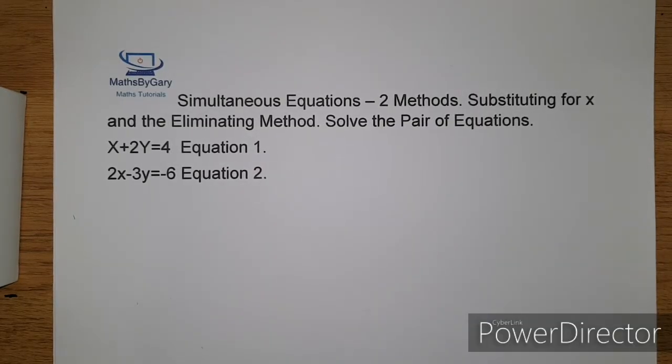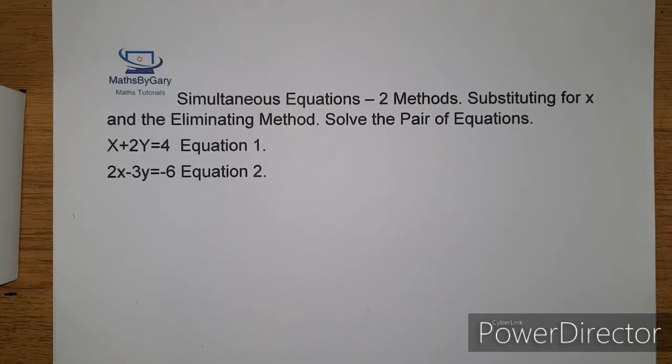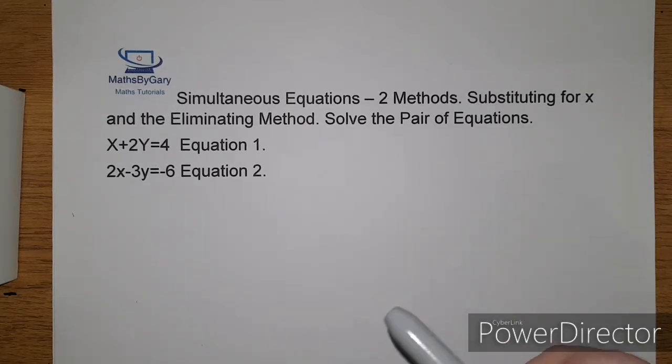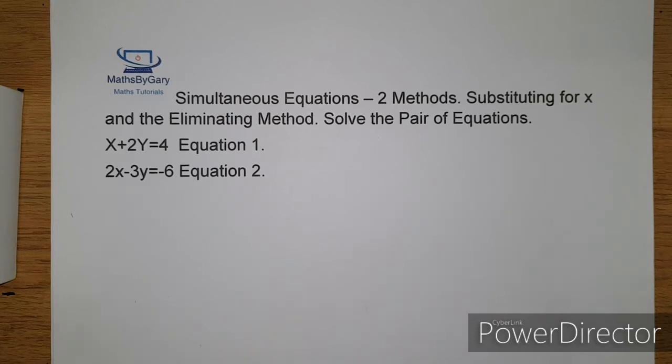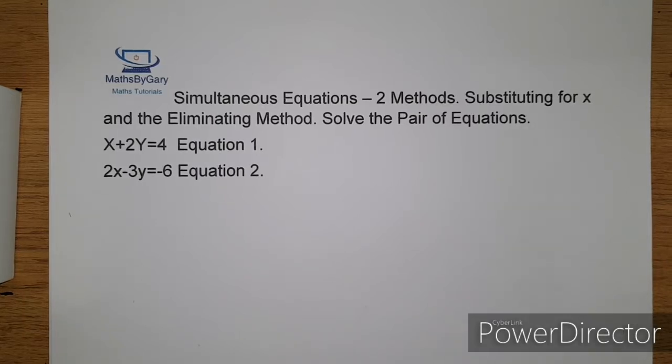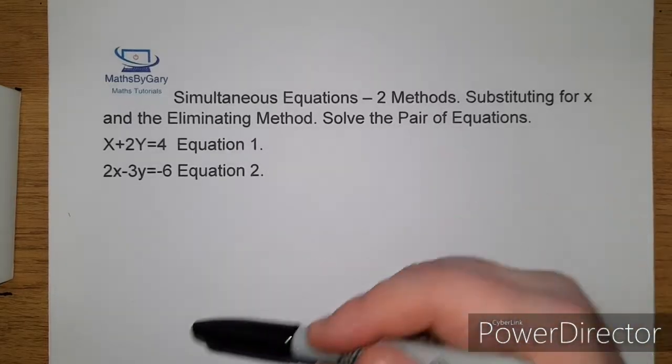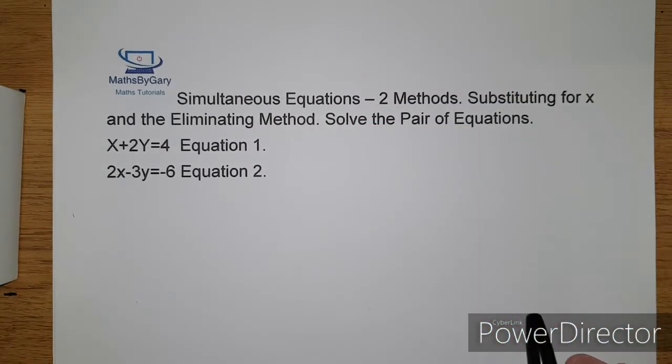Today we're going to take a look at simultaneous equations and we're going to look at two methods of solving them. The first method looks at substituting for x and the other method is the elimination method. So what we want to do is solve the pair of equations. Equation 1 is x plus 2y equals 4 and equation 2 is 2x minus 3y equals minus 6. For these simultaneous equations, x and y will be the same for each of the equations.